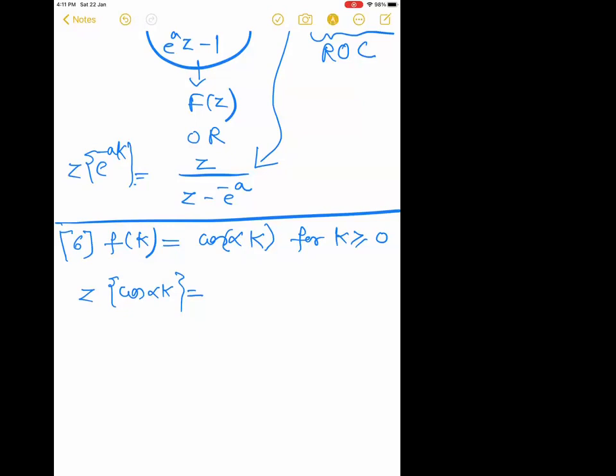So the z transform of cos alpha k is the summation of cos alpha k into z raised to minus k, with k from 0 to infinity. Okay. Now here, one thing all of you have to recollect, those who have studied complex numbers.